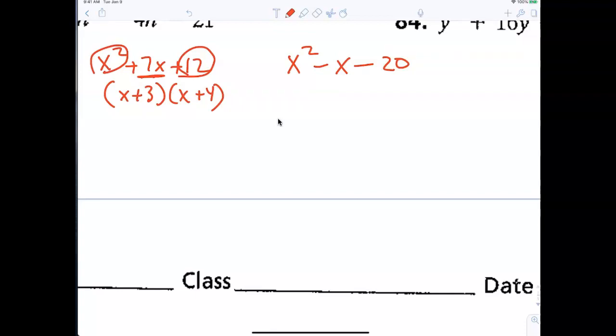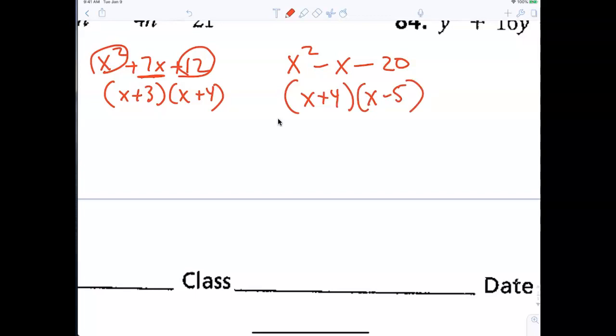Parentheses X plus 4, X minus. Yeah, it's plus 4 and minus 5. Oh, that's what I meant. Yeah, that's okay. X plus 4 and X minus 5. Bless you. X plus 4 and X minus 5. I'm just simply telling you it's that simple.